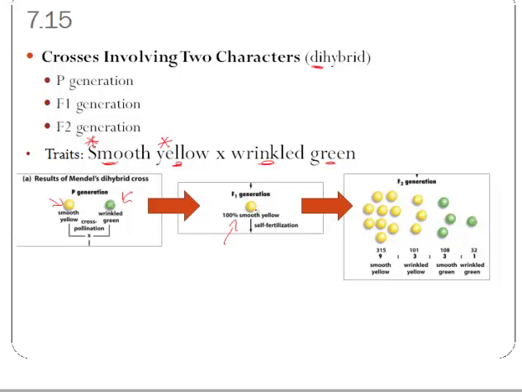If we allow those to cross, so two of these smooth yellows from the F1 generation, our F2 generation, we get the ratio of 9 to 3 to 3 to 1. 9 of them will be the smooth and yellow, so the two dominant traits. 3 of them will have a dominant trait and a recessive trait. In this case, they're yellow, and that's the dominant trait, but they're wrinkled, a recessive trait. The next 3, it's switched, so now these are green. That's the recessive trait, but they're smooth as the dominant trait. And 1 will have both recessive traits.